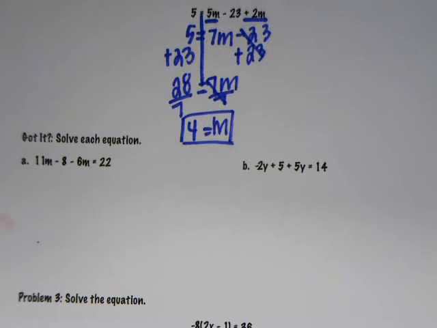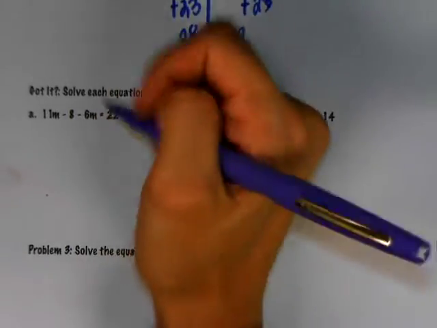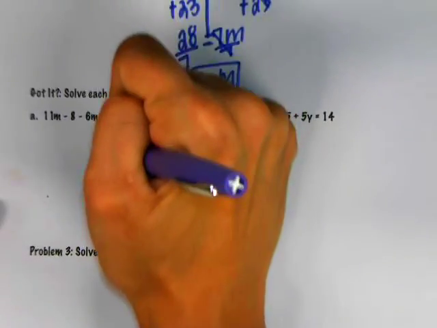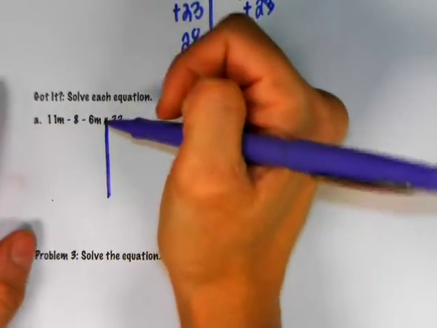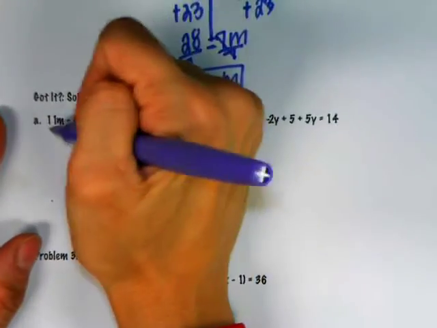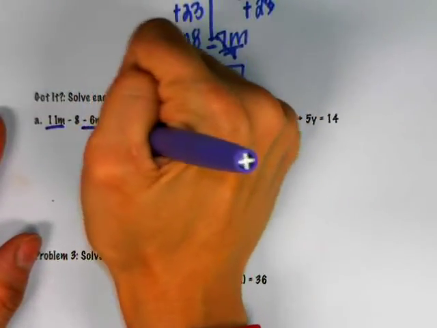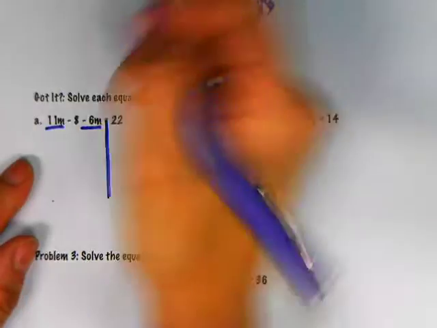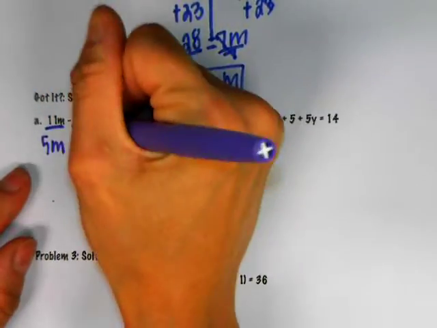Okay, are we done with A, at least? No? Okay. So for A, let's go over first. On the left side, we have some stuff that can be combined. We have an 11m and a negative 6m. What's that make? 5m, yeah? And then you guys still have your minus 8.